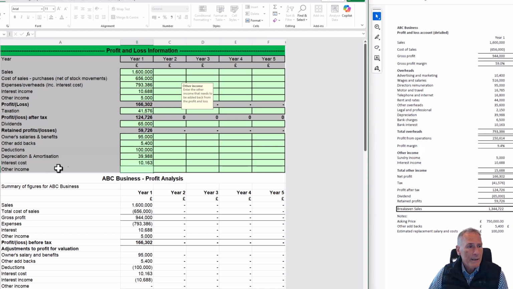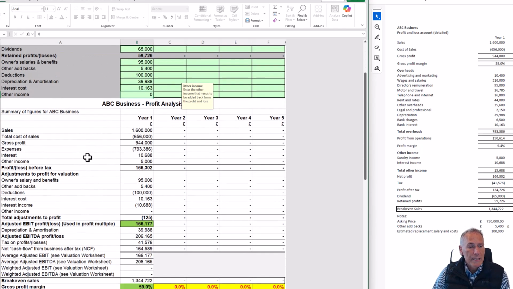And we may or may not want to add back the other income, depending on whether that other income will remain as the business goes forward. I'm going to assume that it does, so I'm going to put a 0 in there. And that's a good point. It's always a good idea to put a 0 in one of the cells so you know that you've considered it and you haven't just missed it. So if we now look at the P&L account down here, we can see that the turnover, sales, cost of sales, gross profit ties up to what is on this P&L account, and so on.